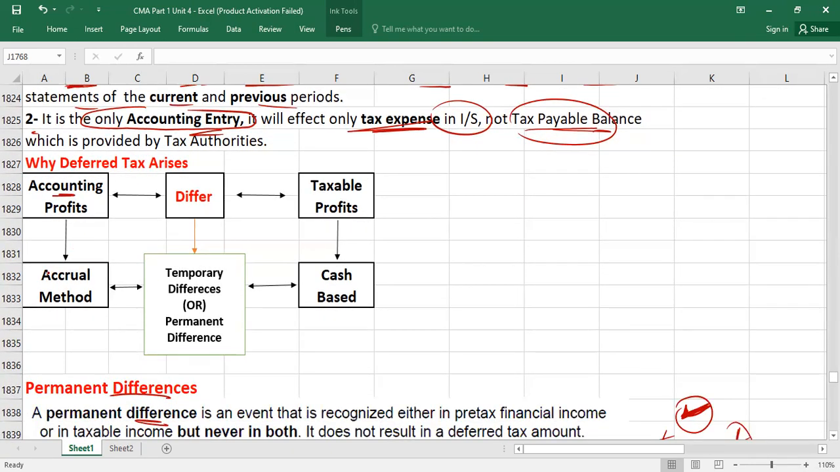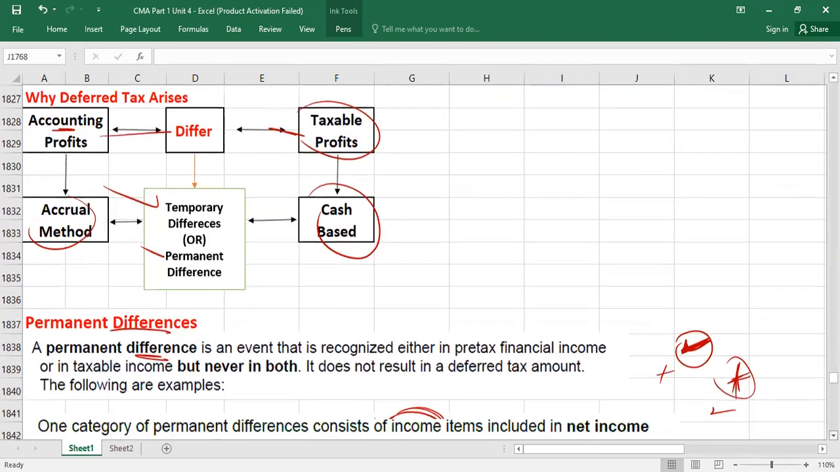We know accounting we always do on what basis? Accrual basis. And taxable profit is always calculated on what? Cash basis. And I told you why accounting profit is different from taxable profit. There are 2 reasons: temporary or permanent. I told you, right? Deferred tax liability or asset will arise due to which difference? Simple question I'm asking. Temporary or permanent? Temporary. Don't say permanent.